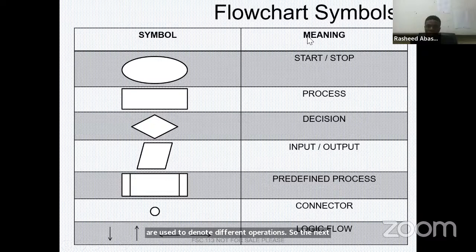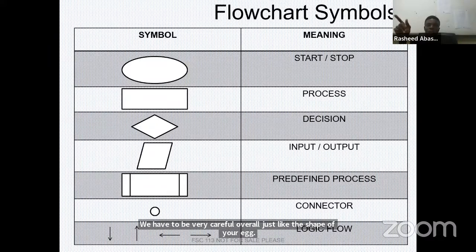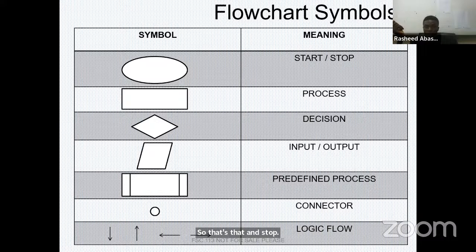So here we have the symbols and what they mean. You can see the start. That's an oval shape. Oval represents start and stop. Oval, not circle, you have to be very careful. Oval, just like the shape of your egg. So that's start and stop. We have a rectangle for process, that is, wherever you want to carry out a major computation. That is, do this, more like a command, I equals 1. We are assigning a value, so here is a process.